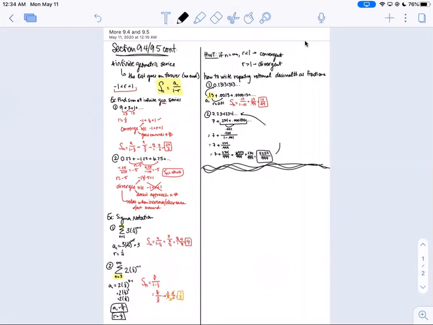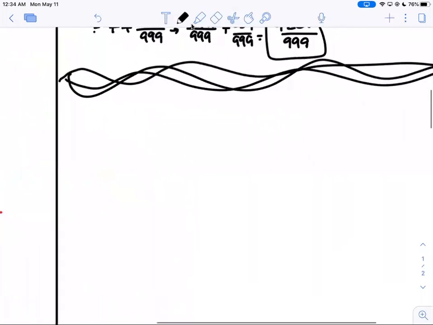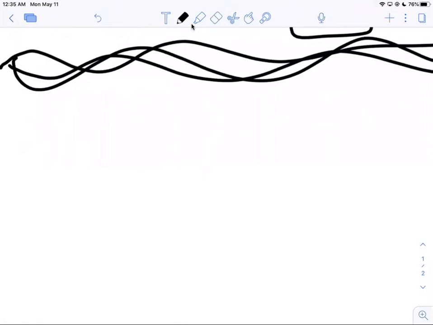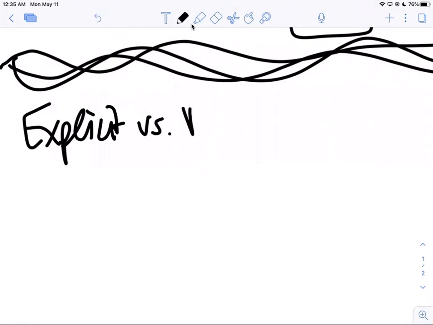Hi guys, today we're going to keep going on 9495 and we're talking about explicit versus recursive equations. I'm pretty sure the first day of notes that I gave you on 9495, I told you the definition and I mentioned explicit and recursive and said we'll get to them later. Well, guess what? Now is later. So we are doing explicit versus recursive.